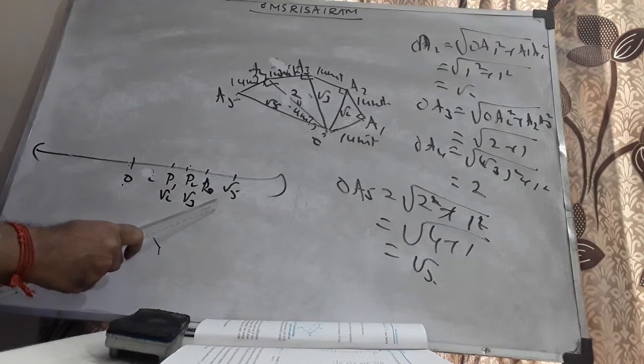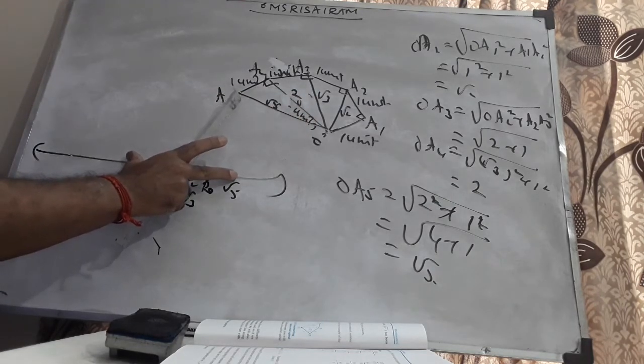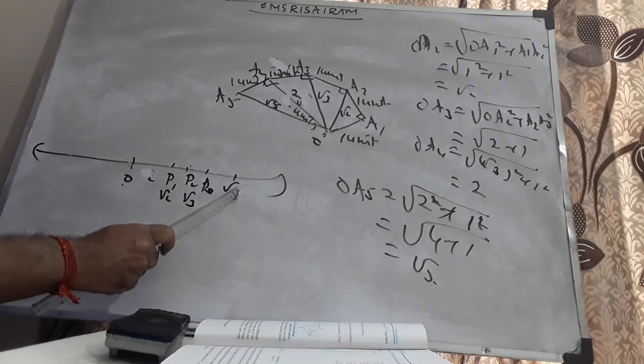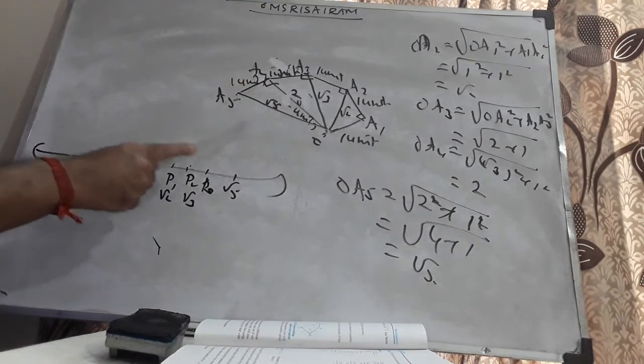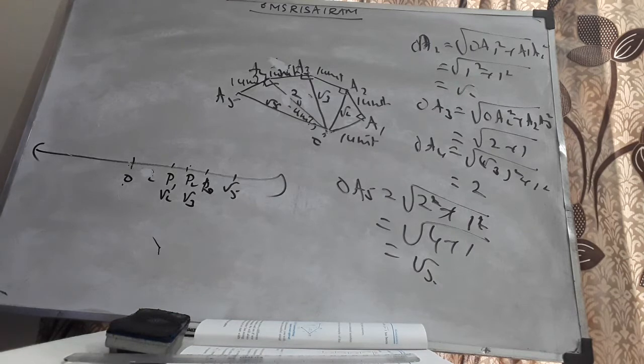Root 4 is nothing but 2. It's a whole number. And of course, with O as center and OA5 as radius, mark a point over here, after P1, P2, P3, it will be P4, that will be root 5 and so on. Now after identifying the various values spirally here, I'll be able to mark them on the number line also. It is an easier way to proceed.